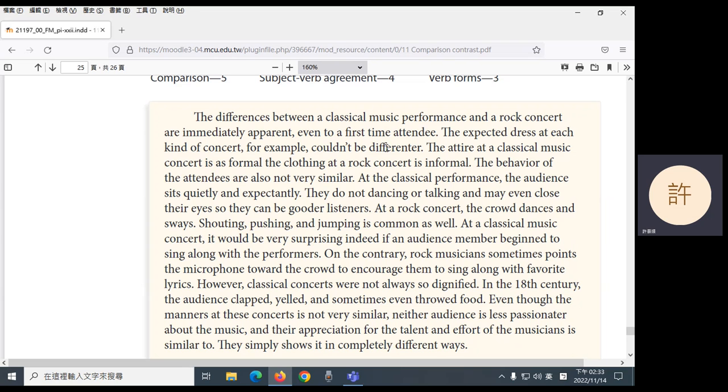Yes, this is also a problem. Different ter. This is not a word. What is the correct way? Here we would say more different. Right. Did you find something else?